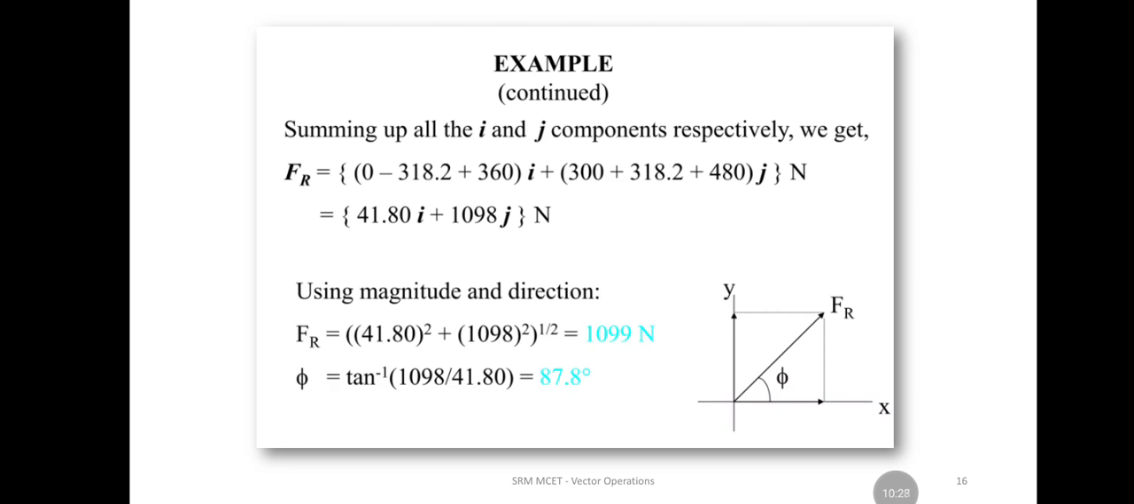For that, we take the square root of the square of the i component, the unit vector in the x component, plus the square of the j component. So the answer we get is 1099 newtons. And phi is the angle of inclination, that is the resultant angle of inclination, tan inverse of Fy divided by the x component, Fx, that is 41.8. So we get it as 87.8 degrees.